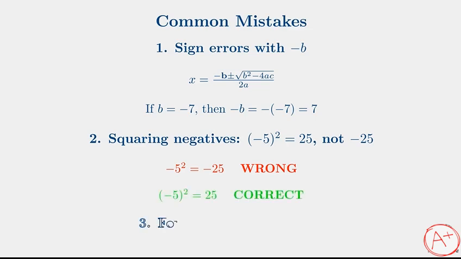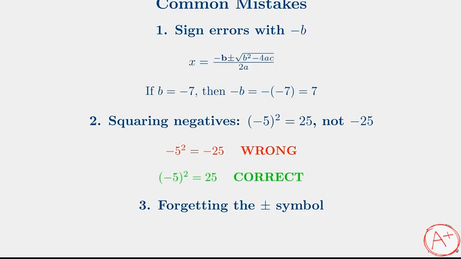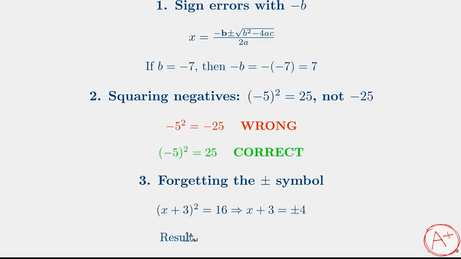Finally, when taking the square root while completing the square, students often forget the plus or minus sign. This leads to missing an entire solution. A quadratic equation will almost always have 2 potential solutions. Don't leave one behind.